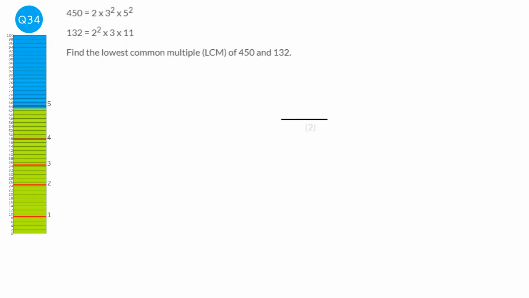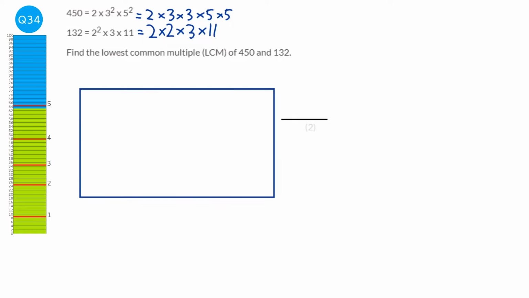This question seems a lot harder than it is. What I'm going to do is start by rewriting the prime factors, but without the squared. So 2 times 3 times 3 times 5 times 5. I'm going to do the same with the other list as well. So 2 times 2 times 3 times 11. Now I'm going to put these into a Venn diagram, and so I'm just going to draw out a Venn diagram and get my two circles, because we're going to have the 450 and the 132.